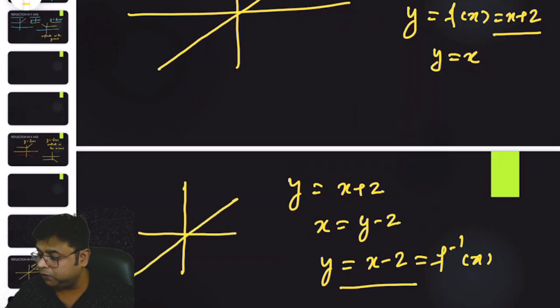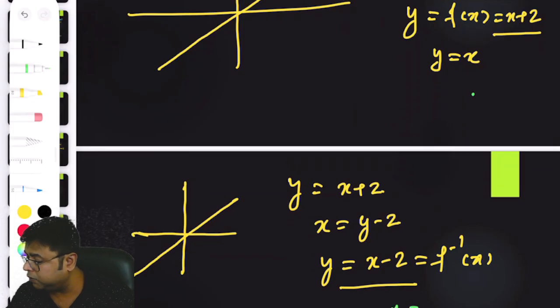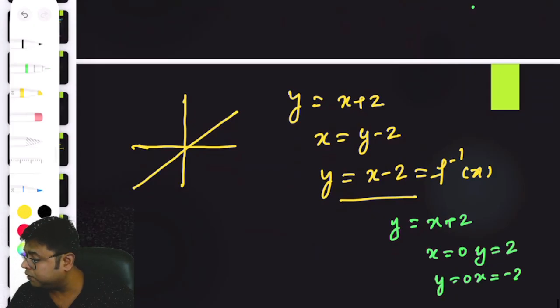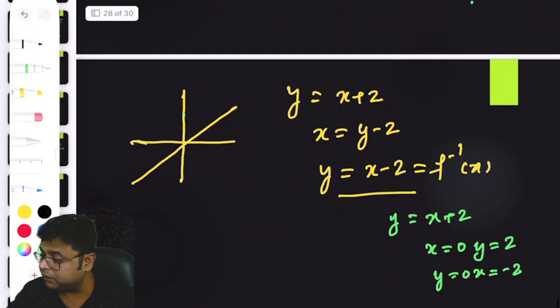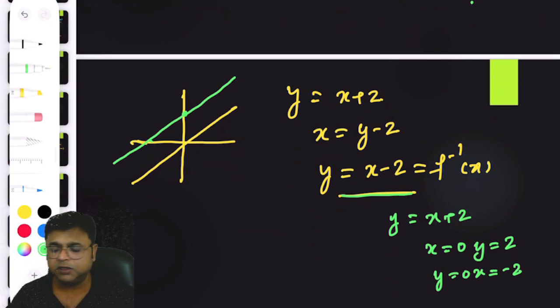If I plot y equal to x plus 2, if x is 0, y is 2, and if y is 0, x is minus 2. So if I plot these 2 points, for x 0, y is 2, and for y 0, x is minus 2, which is here, so this becomes this line. Now I know the reflection of this will be y equal to x minus 2. So y equal to x minus 2, as I told you, is also called the inverse of a function.